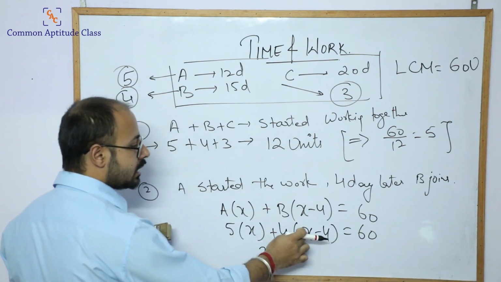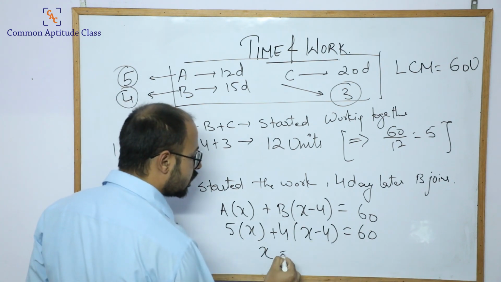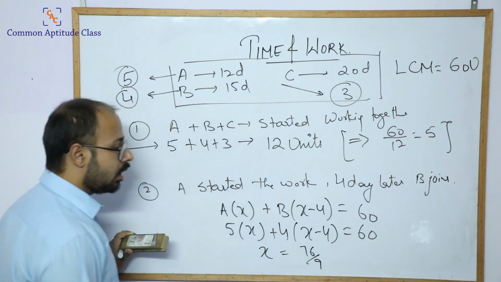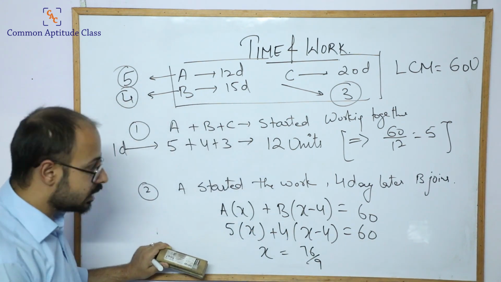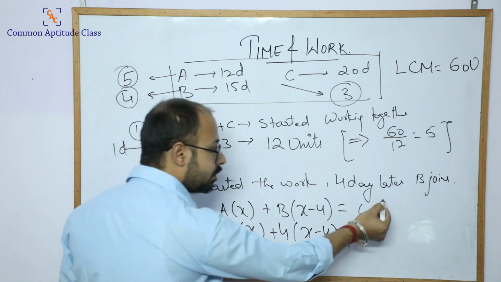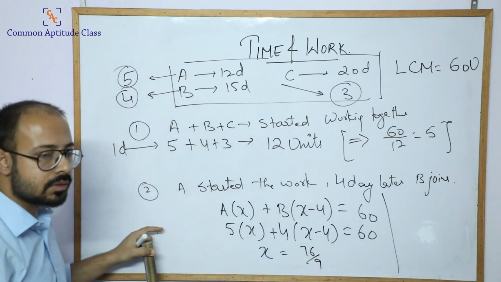5X plus 4X, 9X. 9X is equal to 76, so X is 76 by 9. Is it done? 4 fours are 16, it goes there, 76. 76 by 9 is the answer. This is the way. Now the other way. There is another way to solve without an equation.